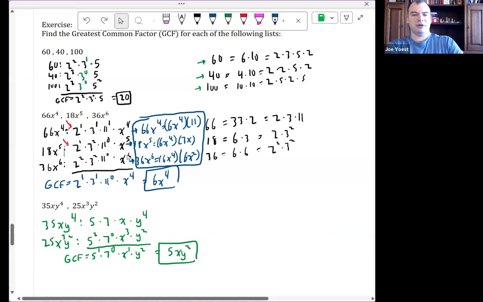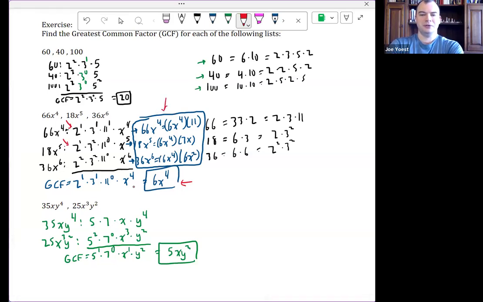And then for x, I have 4, 5, and 6 as the powers. The smallest is 4. So 2 times 3 times x to the fourth, or 6x to the fourth, is my GCF. And as I kind of indicated here, 66x to the fourth is 6x to the fourth, my GCF, times 11.